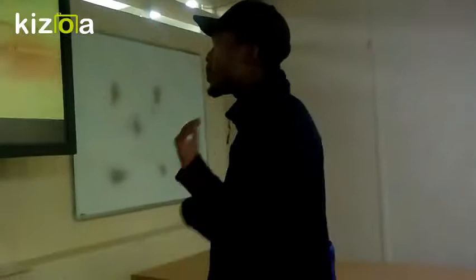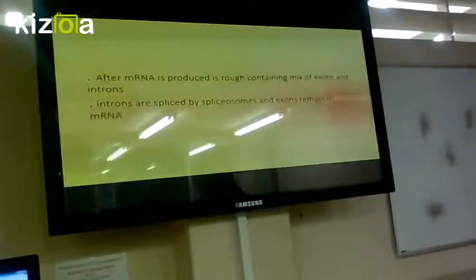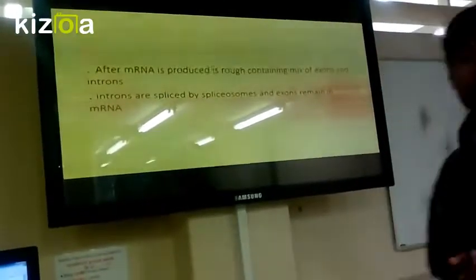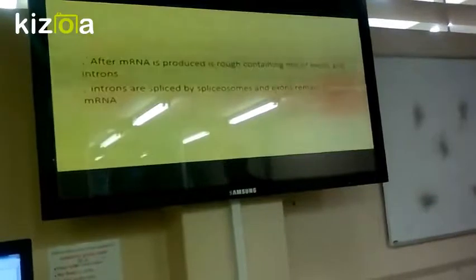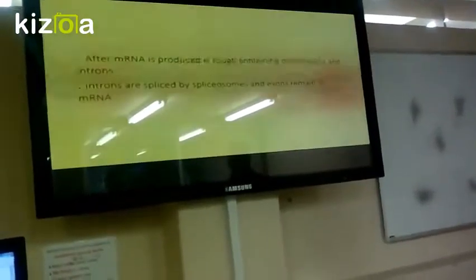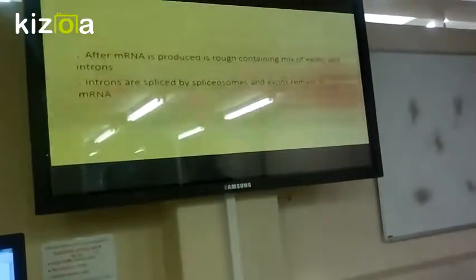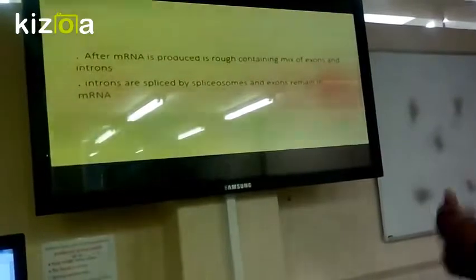Let's continue. After the mRNA is produced, it's a rough mix of exons and introns. So introns have to be spliced out by the spliceosome, and the exons remain in the RNA. Because exons code for protein, and introns do not code for protein, so they have to fade away, they have to go away, and then we have our messenger RNA with exons.